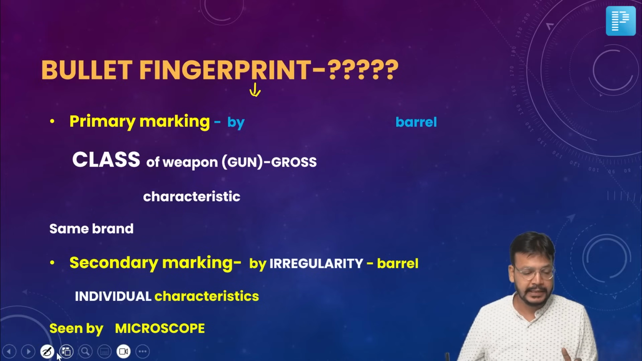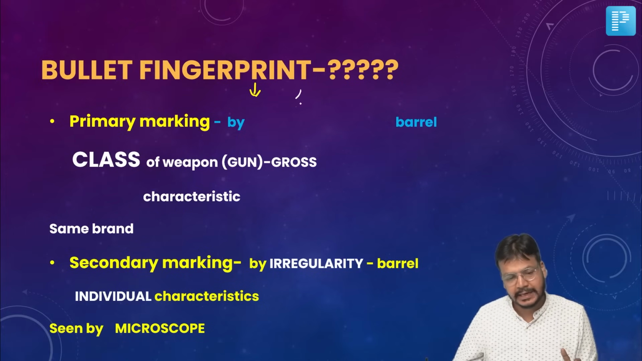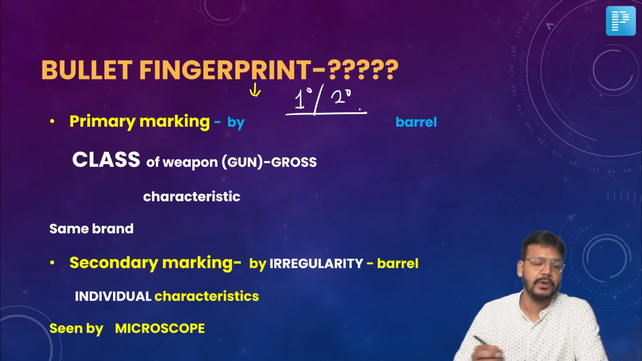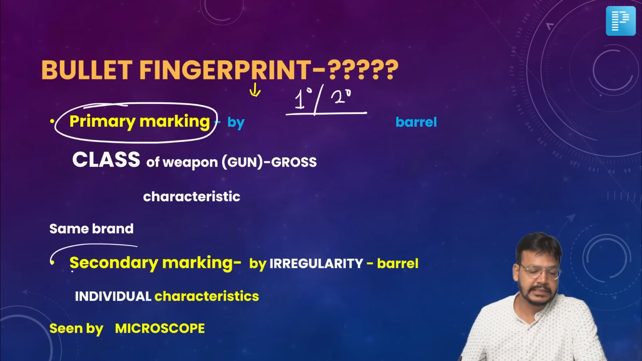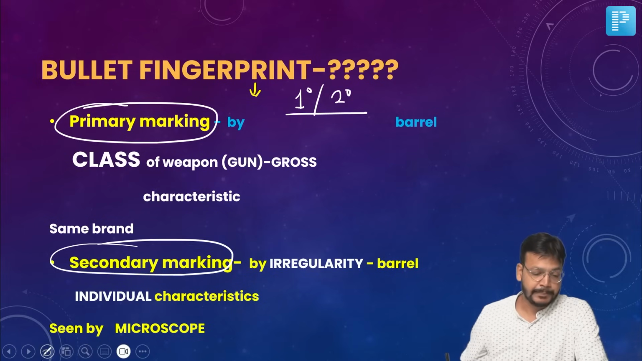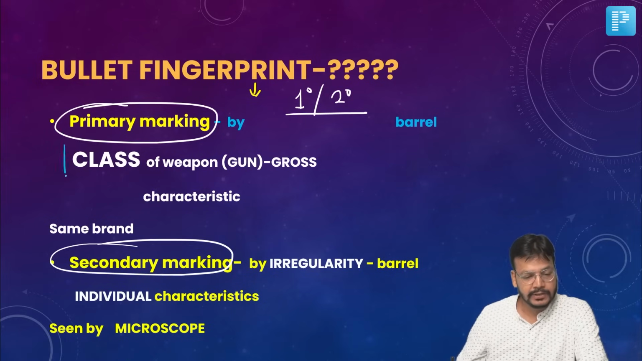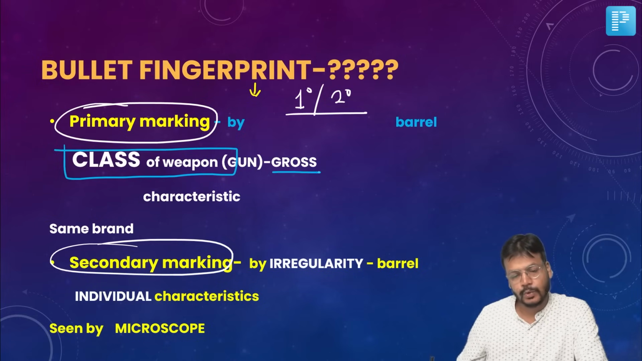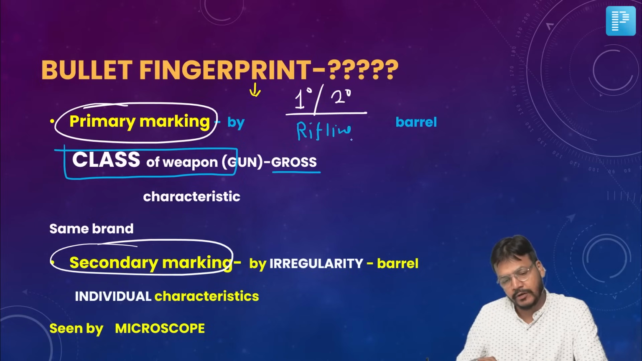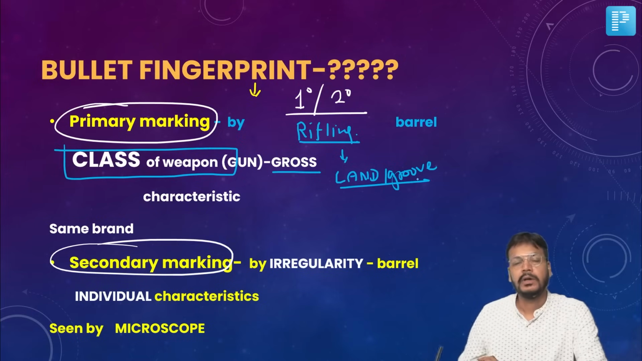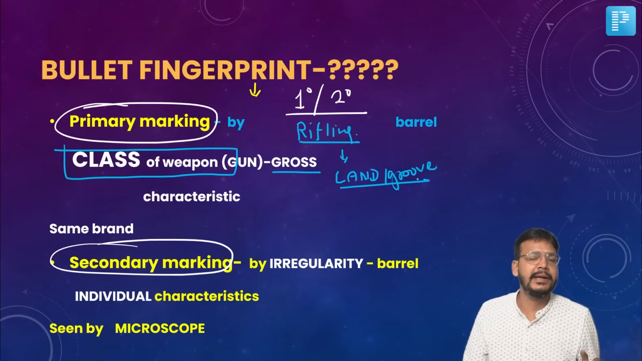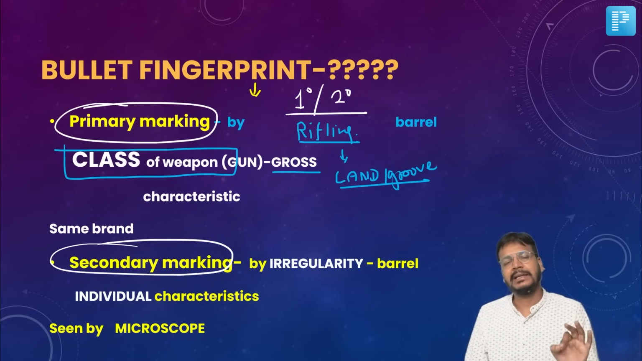Sir, bullet fingerprint, you can get a question. Bullet fingerprint is primary marking as well as secondary marking. What is primary marking and what is secondary marking? Primary marking decides the class of weapon, and it's a gross marking. It is because of rifling marking. What is rifling? Land and groove. According to land and groove, the marking is provided. That is primary marking.